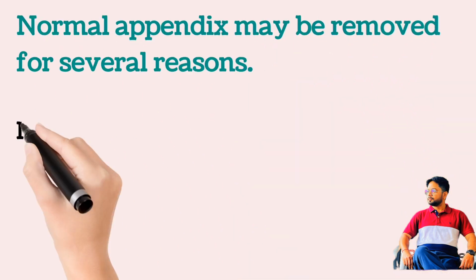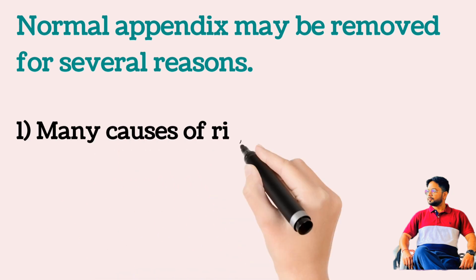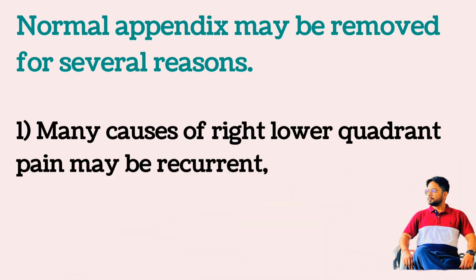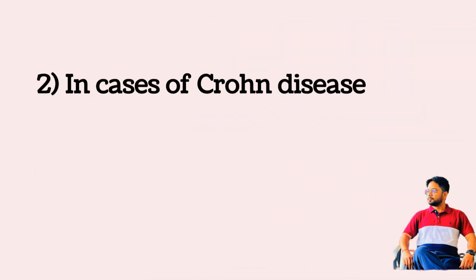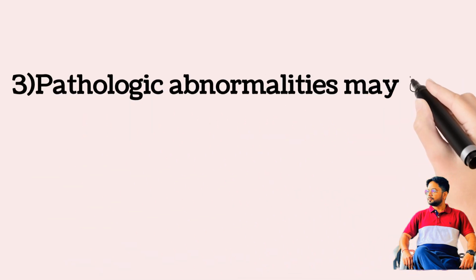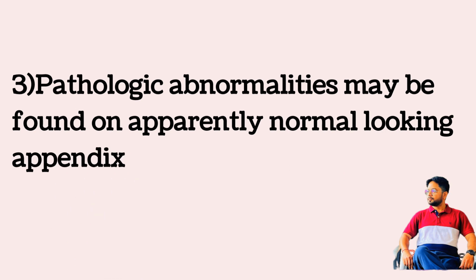Sometimes it is recommended to remove the normal appendix for several reasons, if a normal appendix is identified on the operating table. Firstly, many causes of right lower quadrant pain may be recurrent, such as pain from a ruptured ovarian cyst or mesenteric adenitis, and removal takes appendicitis out of the differential diagnosis when the patient presents with recurrent right lower quadrant pain. Appendectomy is also advisable in cases of Crohn's disease when suggested by findings at operation, unless the base of the appendix and the cecum are involved. In addition, abnormalities of the appendix not apparent on gross inspection at the time of operation are sometimes identified on pathologic examination.